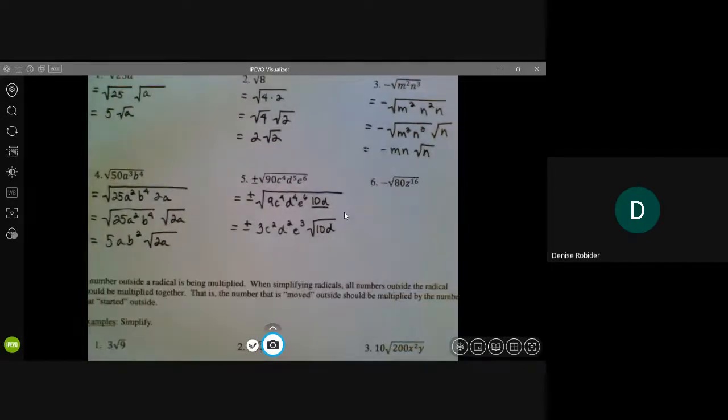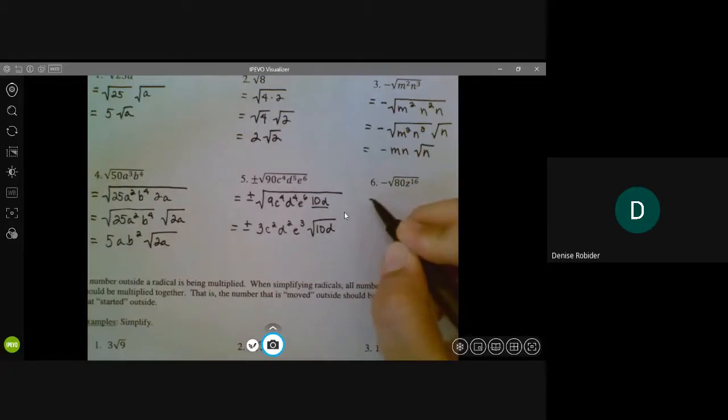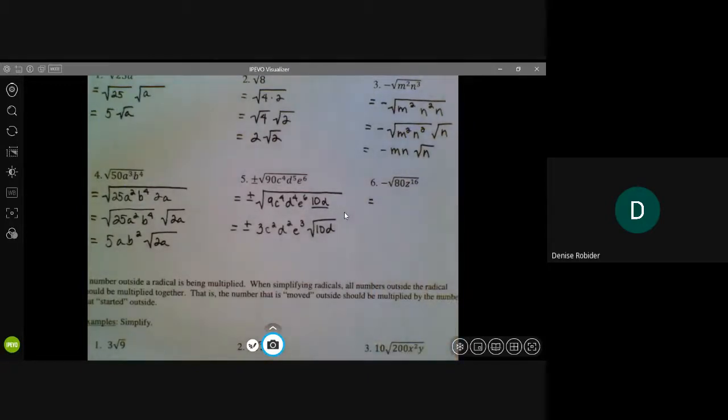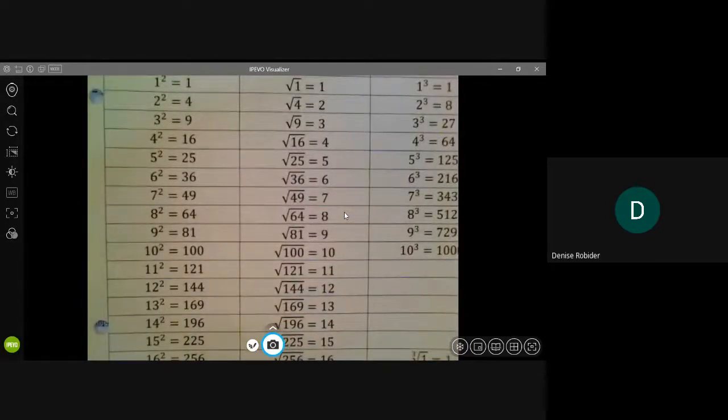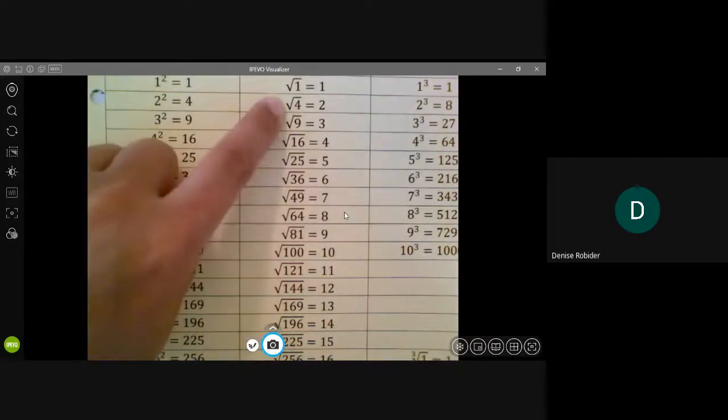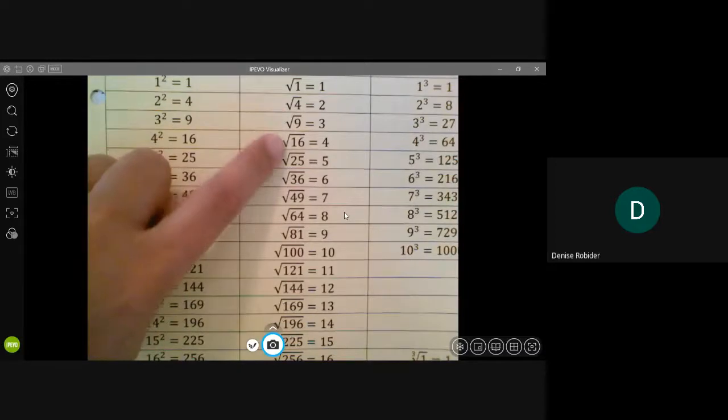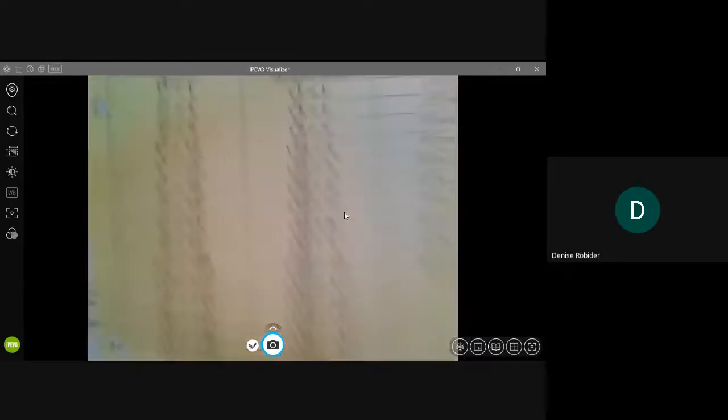Negative 80 times Z to the 16th. Okay, 80. 8 times 10, yes. All right, is 8 a square? No. Is 10 a square? No. So while 8 times 10 does produce 80, neither of those terms is a square, so we can't use 8 times 10. Now, you're going to say, how about 4 times 20? And I'm going to tell you yes, but I'm going to say, think of something bigger, and I'm going to go to 16. And I'm going to show you why.